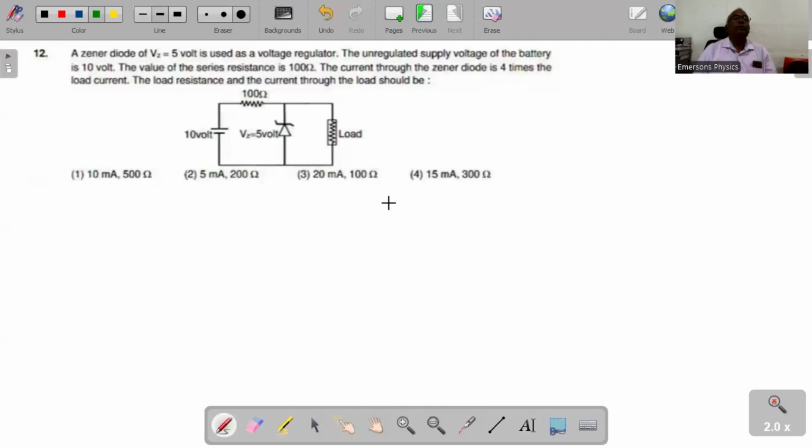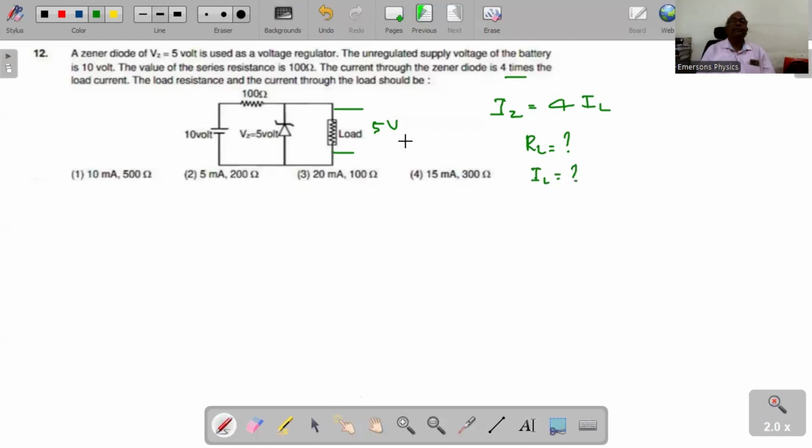A Zener diode, with voltage across the Zener diode of 5 volt, is used as a voltage regulator. That means output voltage is also 5 volt. The unregulated power supply voltage is 10 volt. The value of the series resistance is 100 ohm. The current through the Zener diode is 4 times the current through the load resistance, IL. Find out the load resistance. The question asks for the load resistance and the current through the load resistance.